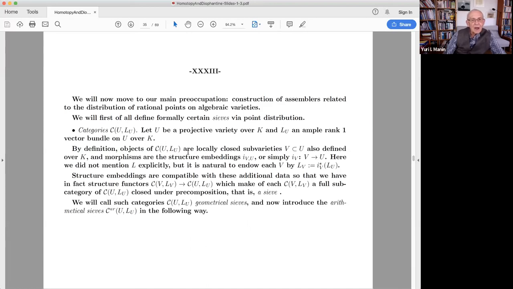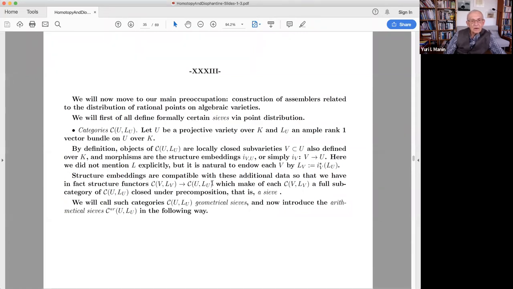Just fix them. And by definition, objects of the category C(U, L_U) are locally closed subvarieties, also defined over K, and morphisms are just the structure embeddings of V in U. L is not mentioned explicitly here, but it's natural. For L_V, we say that it is induced by L_U, by restriction. This means that essentially we are passing from a system of homogeneous equations to a larger system. We add some more equations and the variety becomes smaller. Structure embeddings are compatible with this additional data.